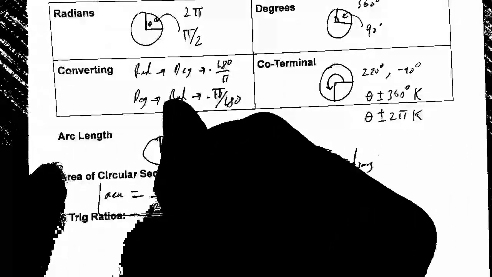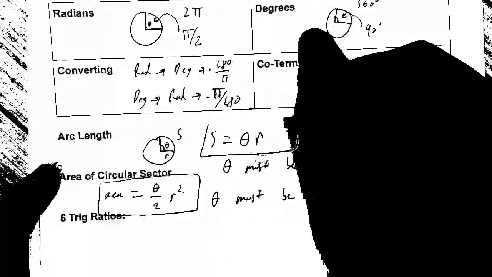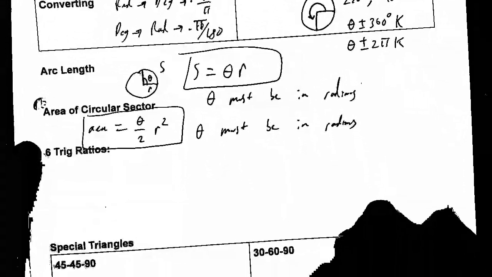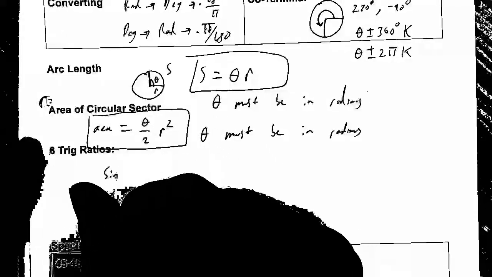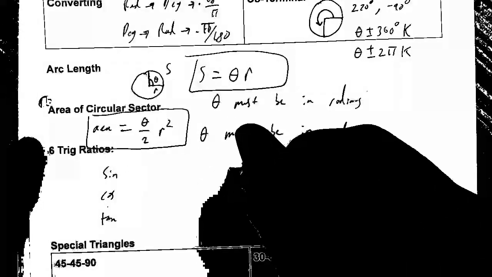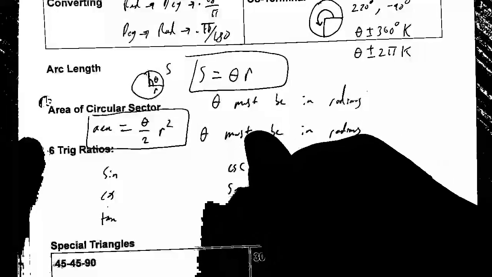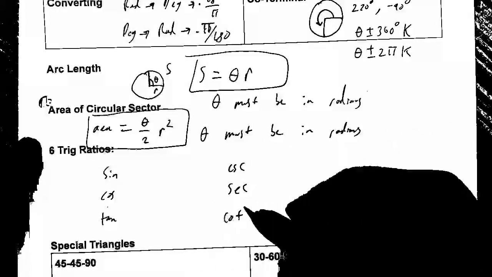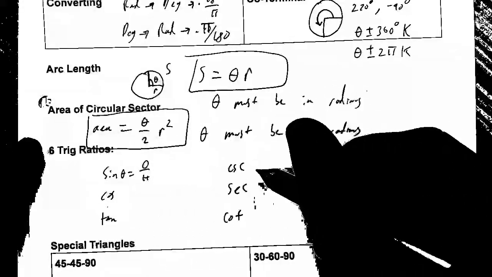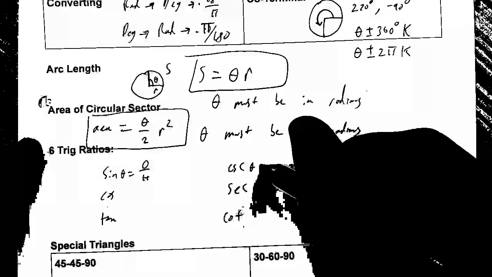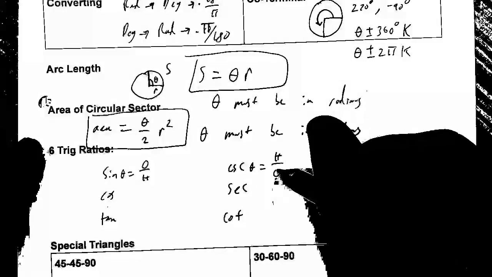Okay. Trig ratios. We have 6 trig ratios. They are sine, cosine, tangent, cosecant, secant, cotangent. Sine is what ratio? Opposite over hypotenuse. Cosecant is the reciprocal, so hypotenuse over opposite.